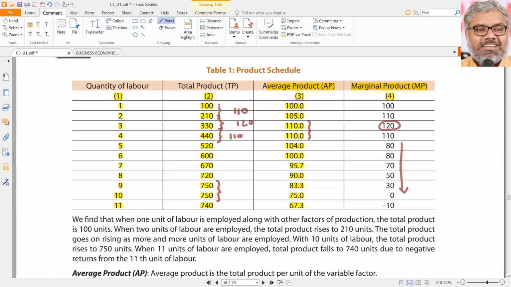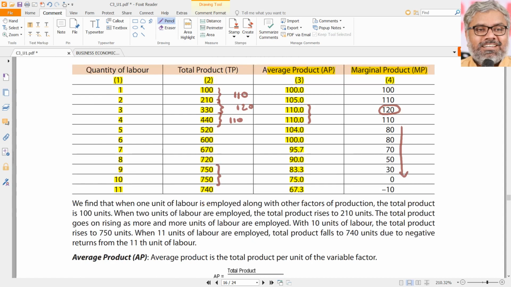So what is the total product of using 4 units of labor? 440. What is the marginal product of using the fourth unit of labor? That is 110. So how to get that? Total product of 4 units minus total product of 3 units of labor. So 440 minus 330, that comes to 110. Like that, if any two total products are given, we should be able to find out marginal product, and the reverse way also.